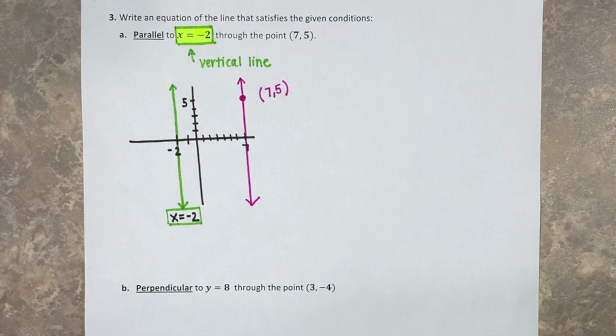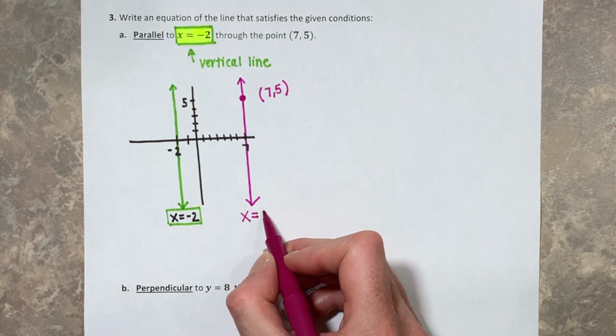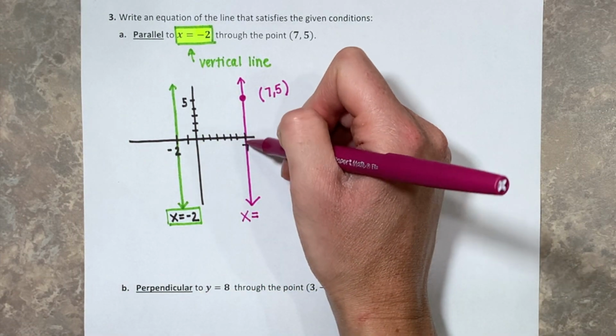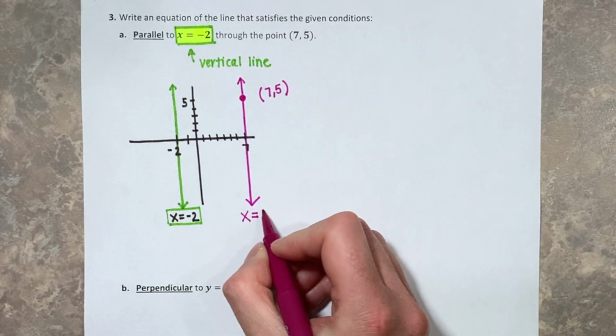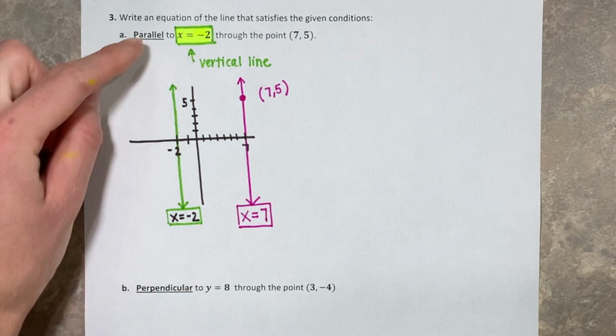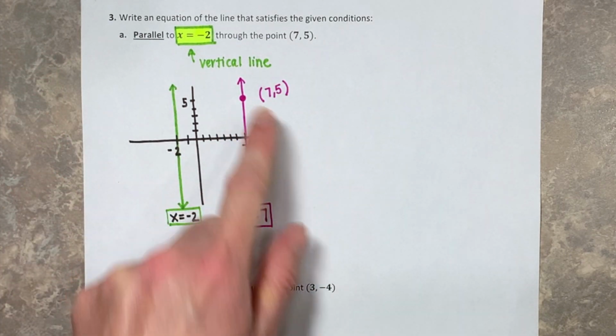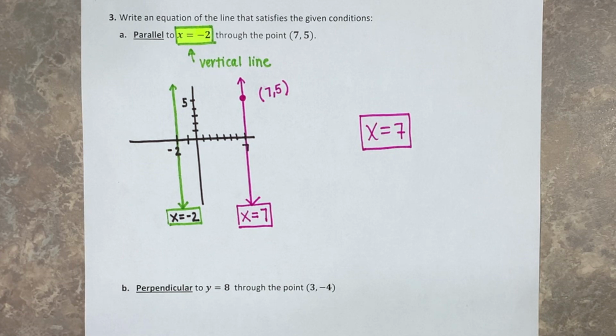Now we just have to write the equation of our new line. We learned in chapter 1.6 that any vertical line has the equation x equals, and the number that we put right here is where your graph crosses the x-axis, which is 7. So the equation of a line that's parallel to this line and that goes through this given point is x equals 7. Let's try one last problem.